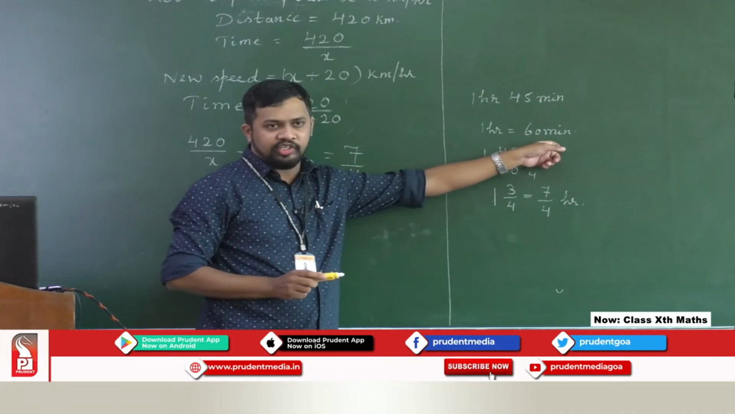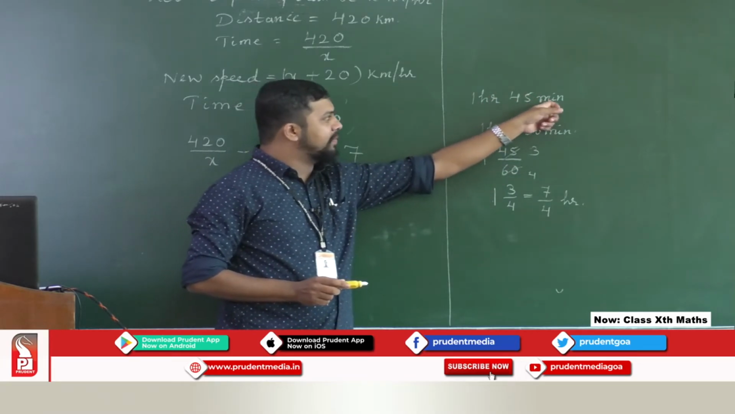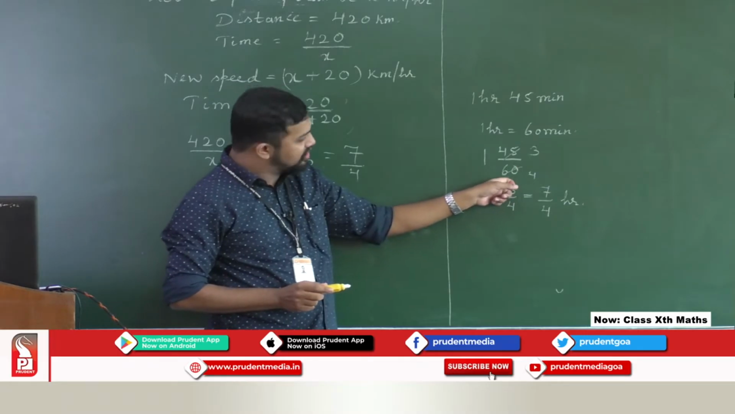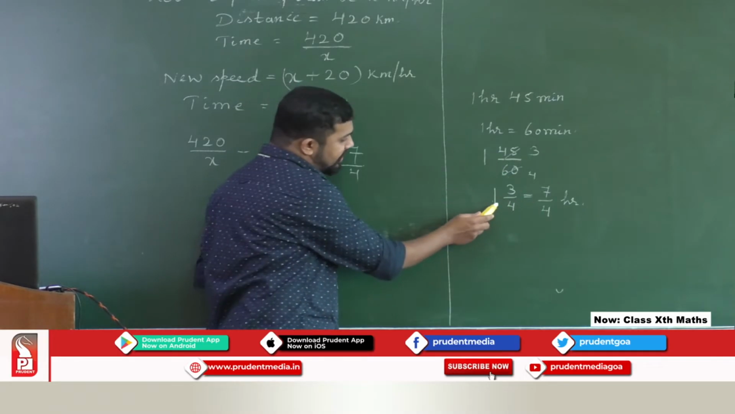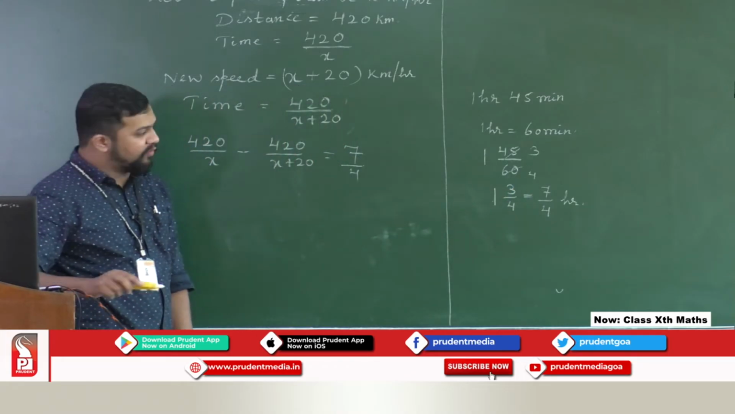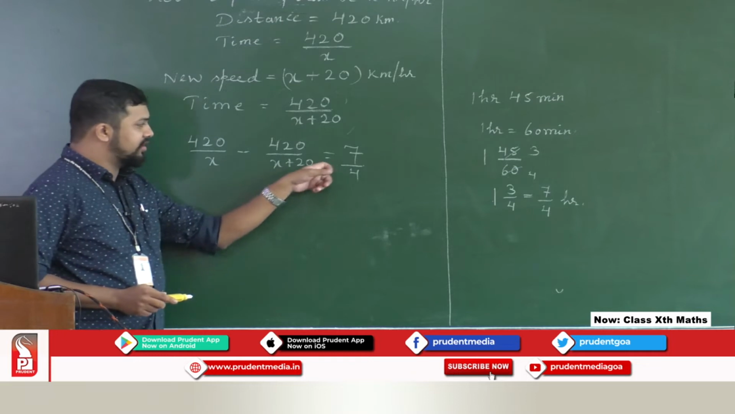So 1 hour I wrote as 60 minutes, that everybody knows. 1 hour I wrote as 1, 45 minutes it was, so 45 divided by 60, cancel this part, you will get 3 by 4. Mixed fraction, convert this mixed into improper. So 4 1s are 4 plus 3 is 7, 7 by 4. So I got 7 by 4.